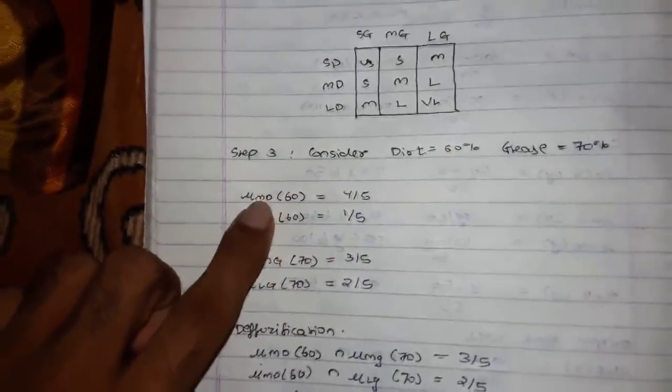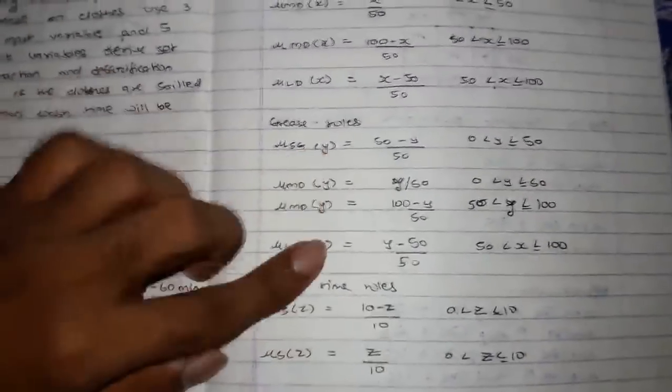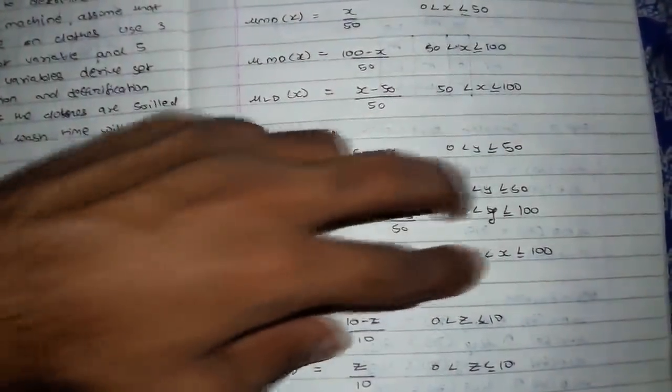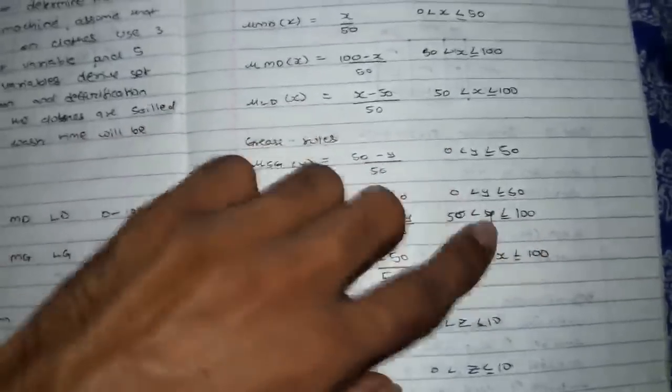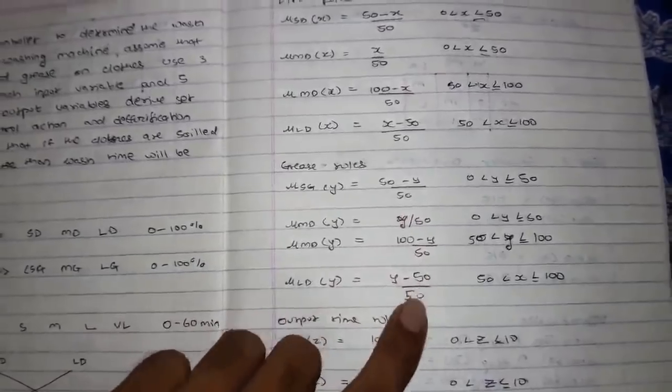Also note the corresponding medium dirt and large dirt. Here you can see medium dirt, large dirt. Next, for grease I have chosen the value 70%, so go to the grease rules. Here you can see 70 lies over here, from 50 to 170. Put y equal to 70 because this is y. So here you put 70, 100 minus 73 by 5, and this is 70 minus 50, so that is 2 by 5. So you get 3 by 5 and 2 by 5.